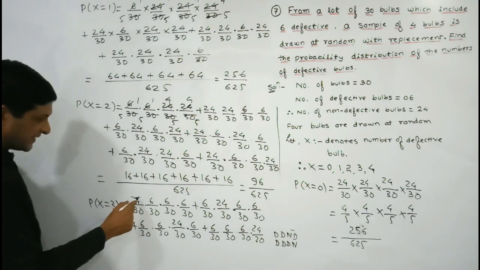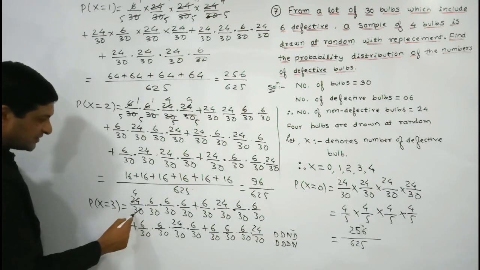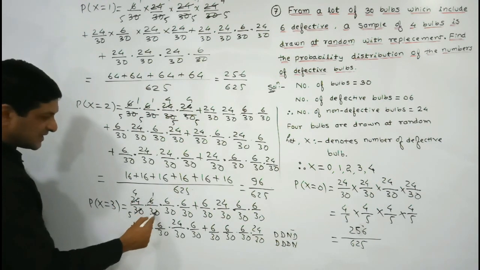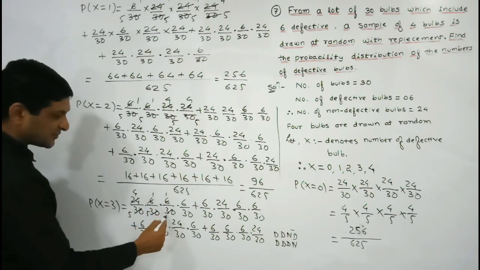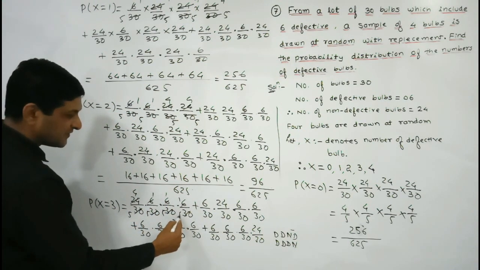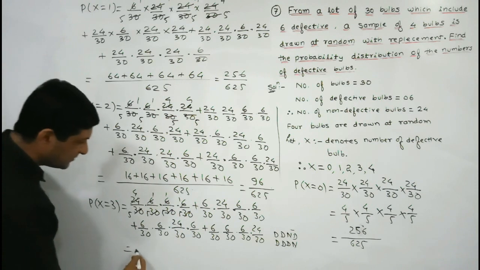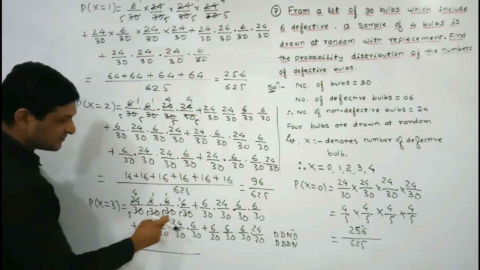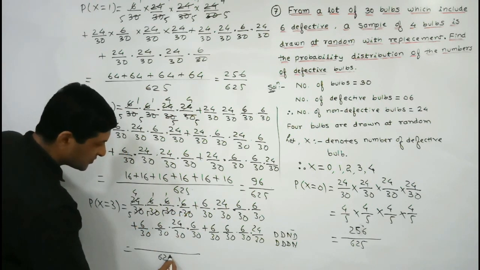Now if we are simplifying here, see here we will get 4, here we will get 5. 6 ones are 6, 5 sixes are 30, and so on, means in the denominator again we are getting what? 5 into 5 into 5 into 5 will be equal to 625.